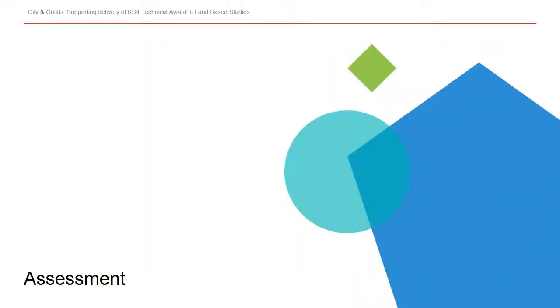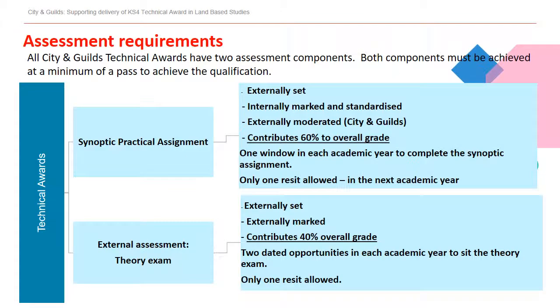Now let's take a look at the assessment process. City and Guilds has developed its technical qualifications to have only 2 assessments, reducing the assessment and marking burden on centres that allows more time for teaching and the development of learners. There is a synoptic practical assignment that will look to assess the range of skills and knowledge developed from the programme, and an externally set exam.